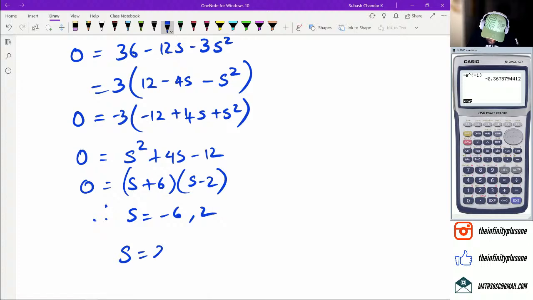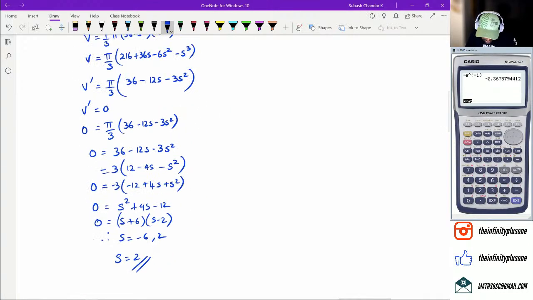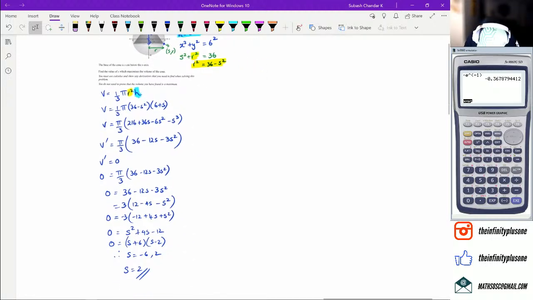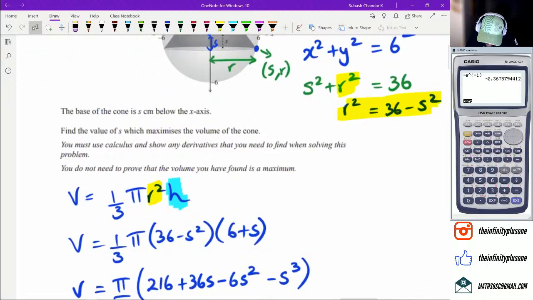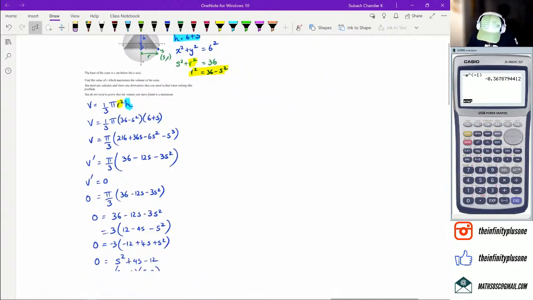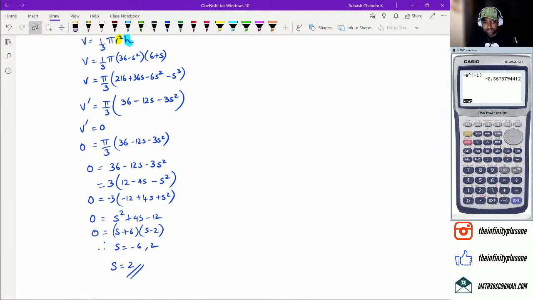Therefore, s equals negative 6 or positive 2. Just have to say that s equals 2, because you can't have a negative 6. So the question says find the value of s which maximizes the volume of the cone, which we've done.